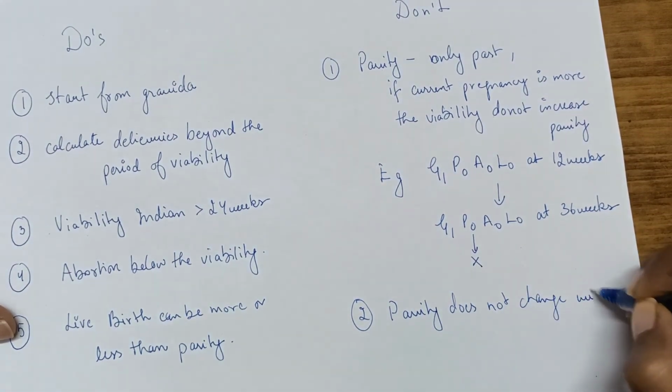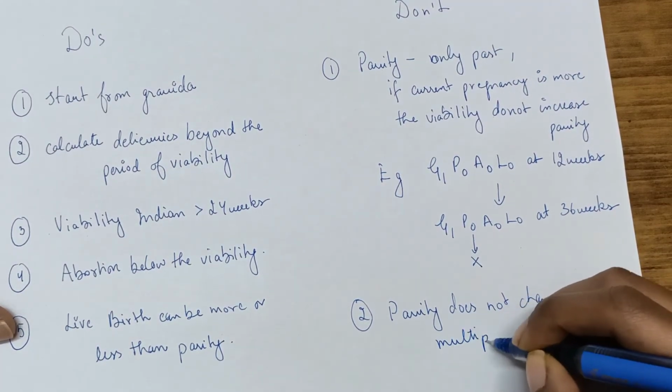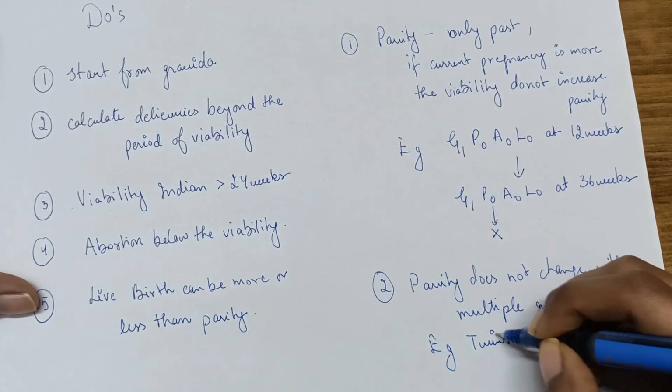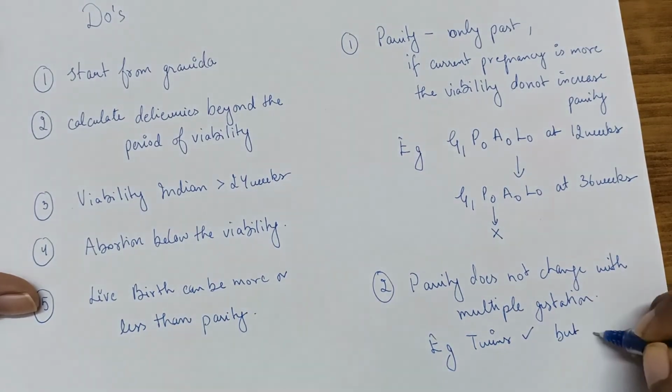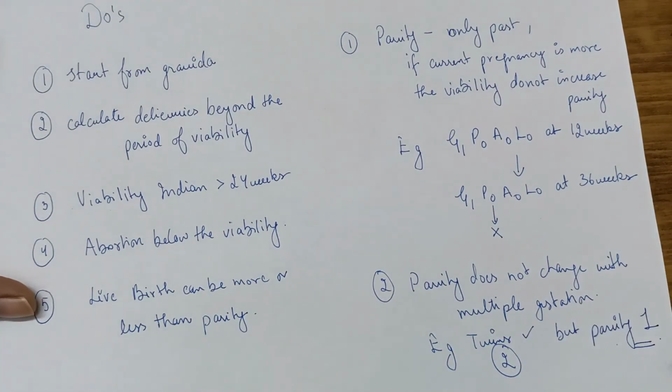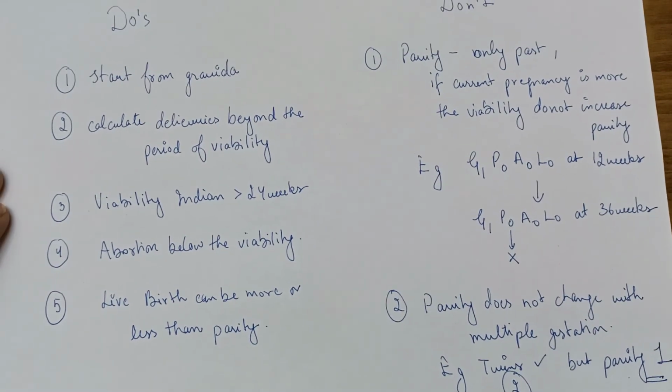And the next thing is the parity also does not change with multiple gestation. For example, if you have a twin pregnancy in the past, the parity will remain only 1. The parity will not increase. The parity will be only 1, whether she had a twin gestation or a single gestation.